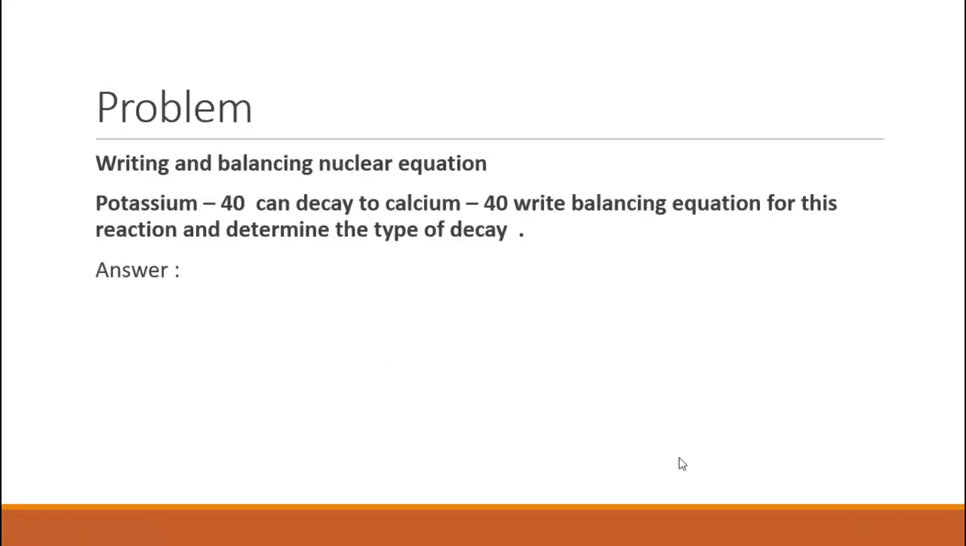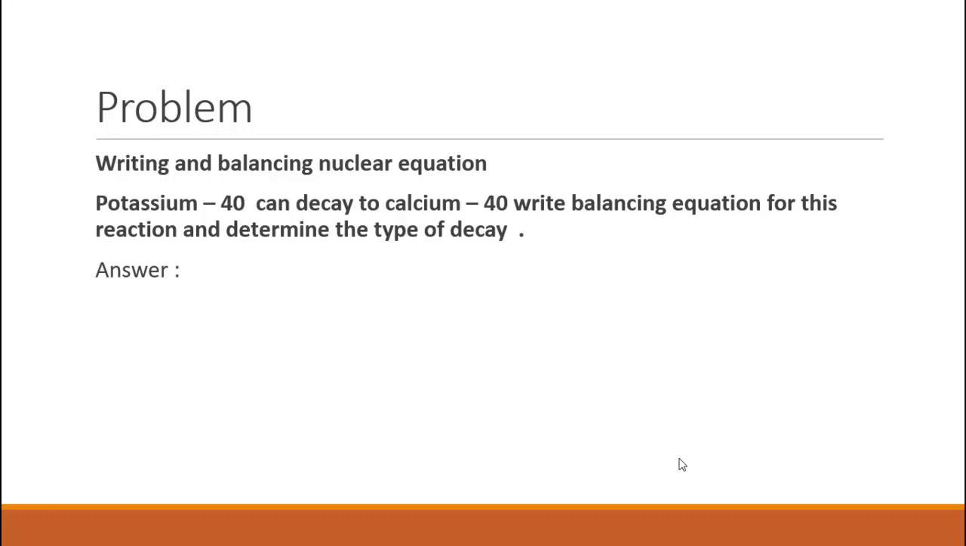Now let's show together how we can write and balance a nuclear equation. Potassium-40 can decay to calcium-40. Write the balanced equation for this reaction and determine the type of decay. You know that we have three types of radiation: alpha, beta and gamma. Alpha particles affect both the mass number and the atomic number, but beta affects only the atomic number, while gamma doesn't affect either the mass number or the atomic number.